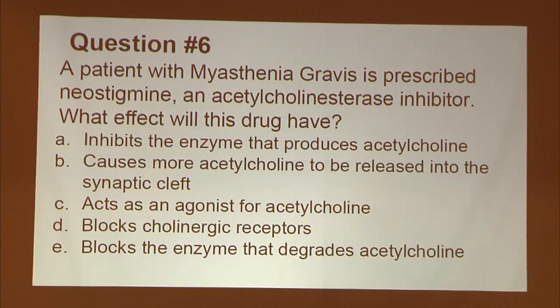So acetylcholine is degraded by acetylcholine esterase, and it blocks or inhibits the acetylcholine esterase, since it's an acetylcholine esterase inhibitor in its name. So with that one, you don't really need to know that much about myasthenia gravis or neostigmine, as long as you know kind of what an inhibitor of acetylcholine esterase is. Okay.